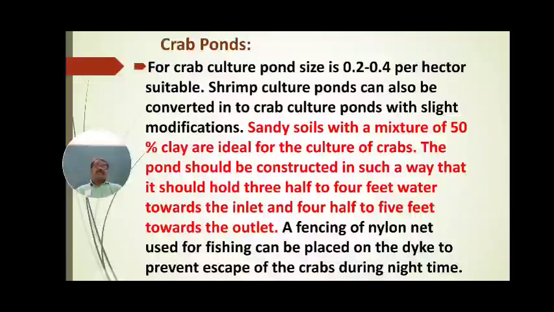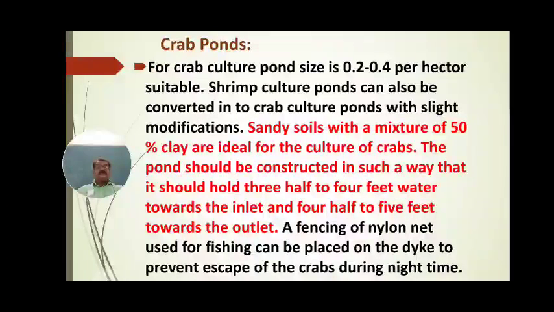The next point of the crab culture is crab ponds. For culture of crabs, a pond size of 0.2 to 0.4 hectare is suitable. Shrimp culture ponds can also be converted into crab culture ponds with slight modification. In those culture water bodies where prawn or shrimp are grown, only slight modification is to be done, and that pond can be used for crab culture. What are the changes to be performed?